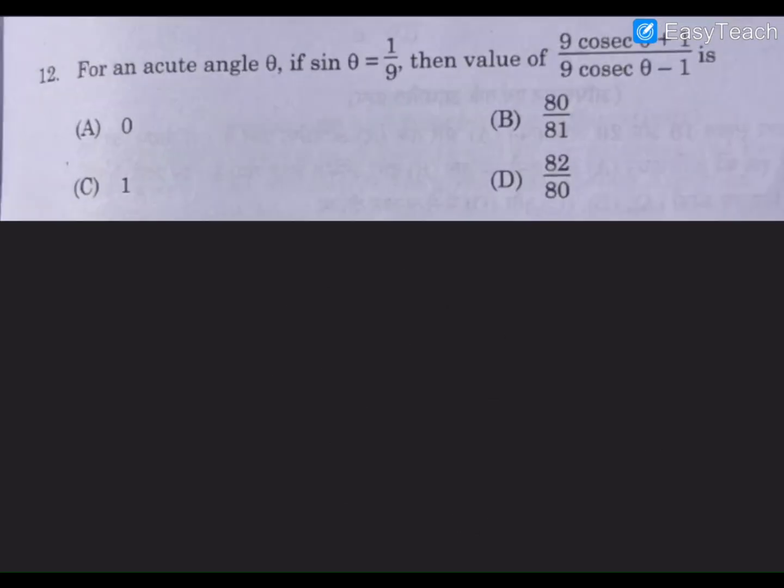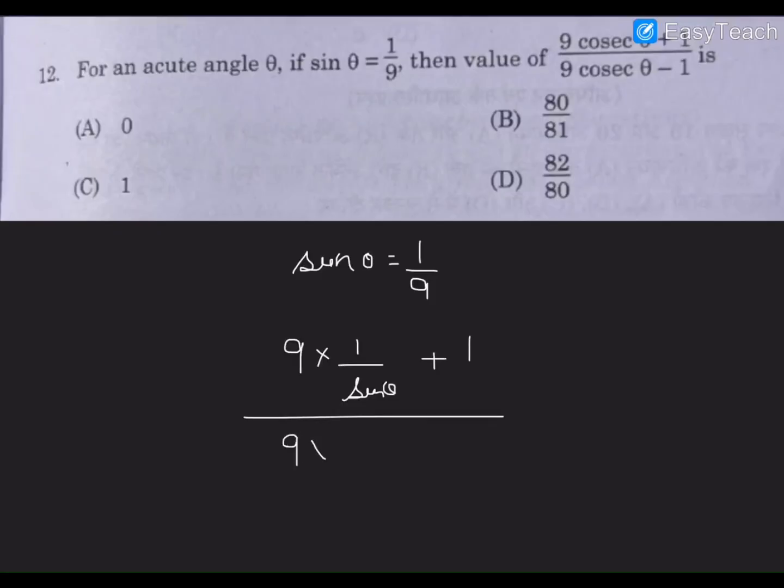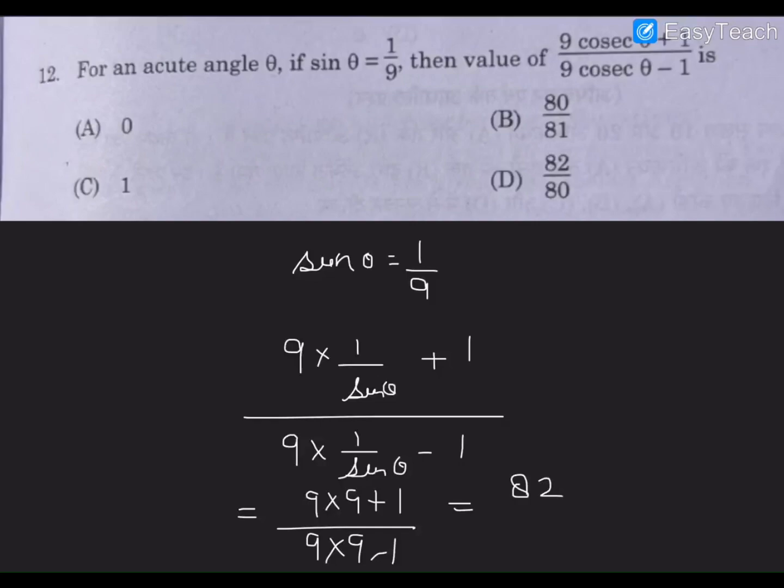The next question: you can see sin theta is given as 1 by 9. So 9 cosec theta, or 9 into 1 by sin theta, plus 1, divided by 9 into 1 by sin theta minus 1. Putting the values, 9 into 9 plus 1 by 9 into 9 minus 1 will give you 82 by 80. So for the 12th question, D is the correct answer.